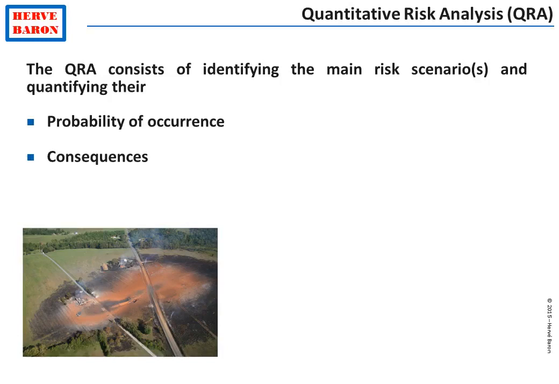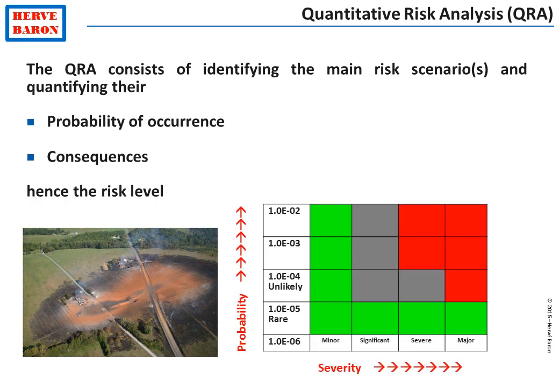The consequence of an explosion is assessed by calculating the level of overpressure created by the blast at various distances. The product of the probability by the severity is the risk level. For each of the identified main risk scenarios, it is plotted on this risk matrix.